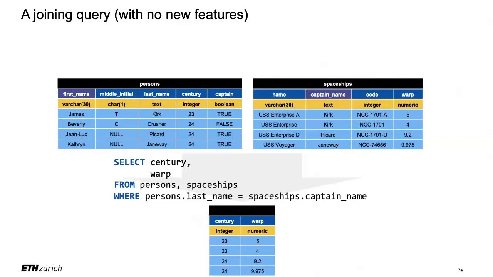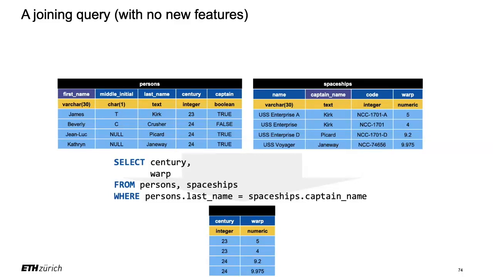And then once I'm done with eliminating these, I need to do the projection in the select clause. I project to sentry and warp. So sentry comes from the left and warp comes from the right. So you see 23.5, 23.4, these are the Kirk vessels. There was Enterprise A and the original Enterprise, so 5 and 4. 24.9.2 is the Picard match, right? And 24.9.975, yes, warp 10 is the maximum, and they get closer and closer to warp 10 as the seasons go. So that's Janeway, the last one, right? 24 and 9.975. So this is how we get this table.